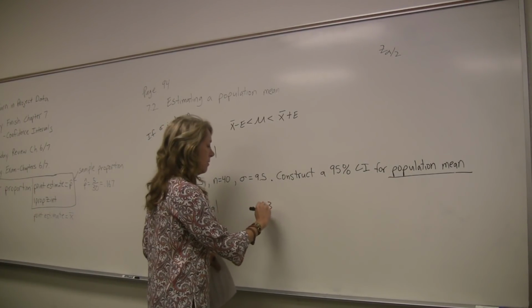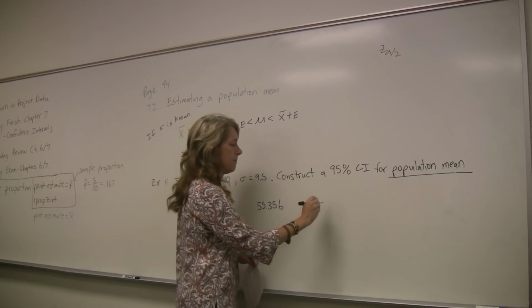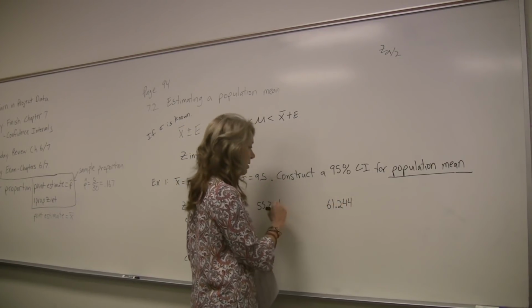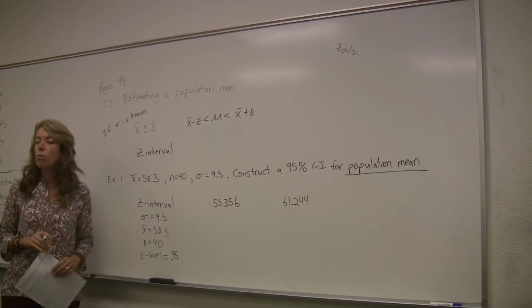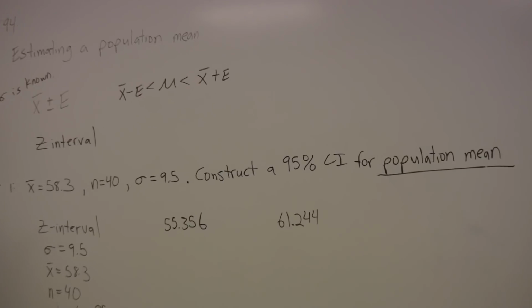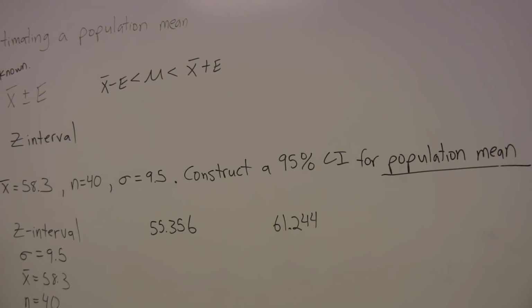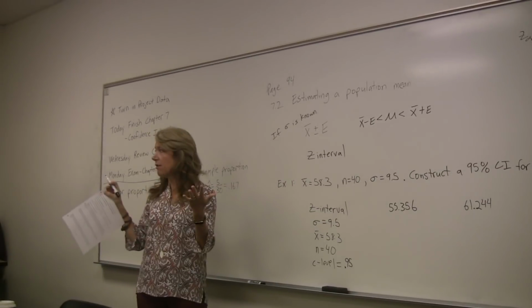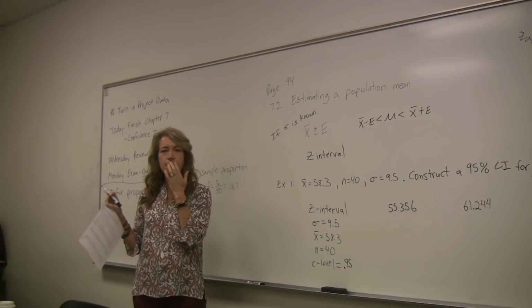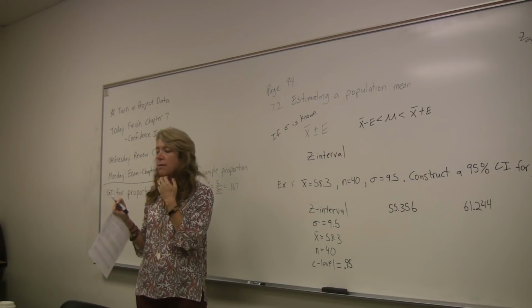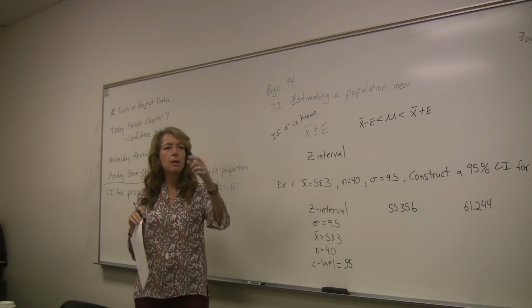55.356 and 61.244. We agree with Phoebe's numbers? What are those numbers? Those are kind of like our tails. That's what cuts off our tails. Those are the edges of our confidence interval. But what does that have to do with people guessing how much time has gone by? That's the range? Go ahead, Hannah.